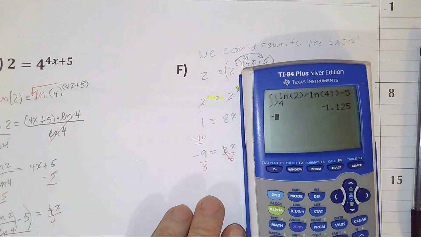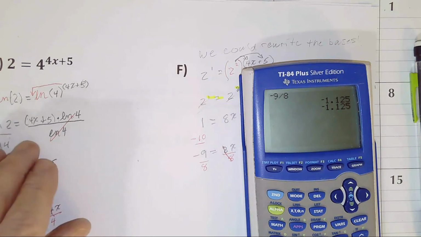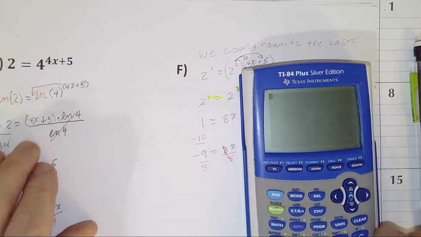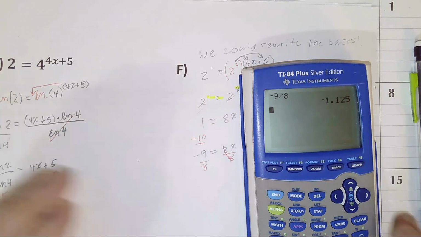Negative 9 divided by 8. Enter. Oh, negative 1.125. I hit enter twice. Pardon me. I probably couldn't repeat that. Okay, negative 1.125. So that's the same answer.